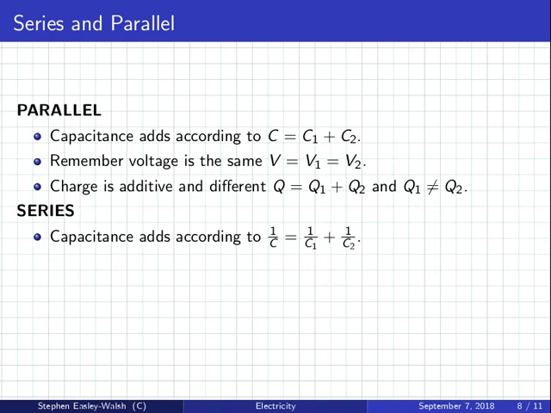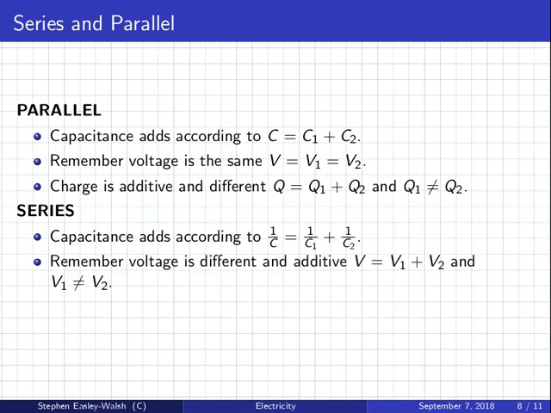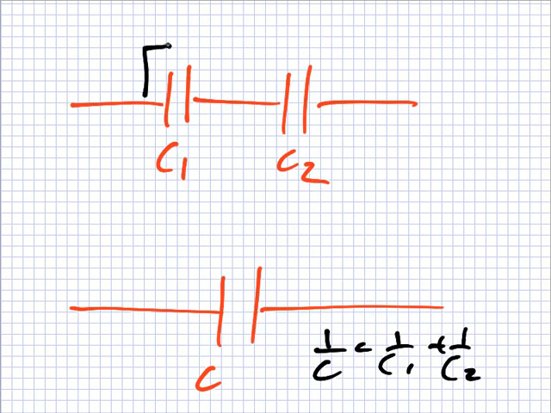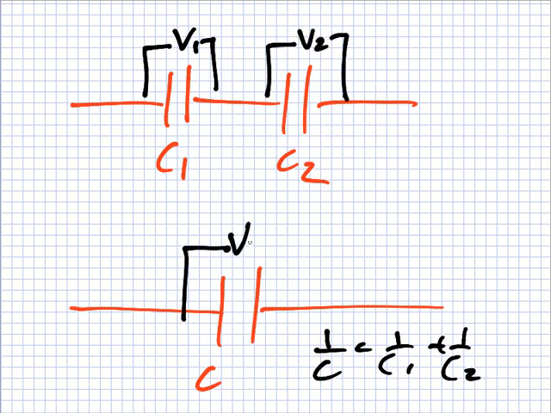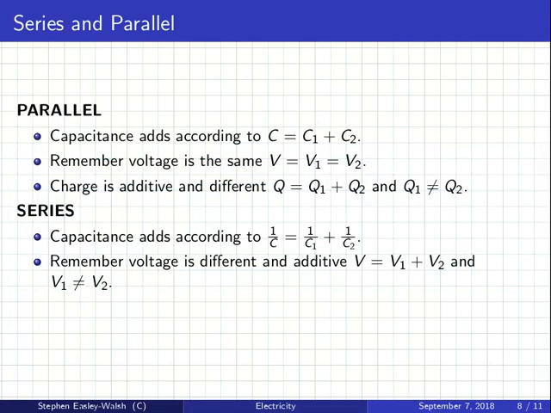You got that? Yeah? Continue. Now this one here, you know the story with the voltage. The voltage is different and it adds. So for example, if this one has voltage V1 and this one has voltage V2, then this one here would have voltage V1 plus V2. And that's a rule that we did yesterday. Okay, so that's the second one.